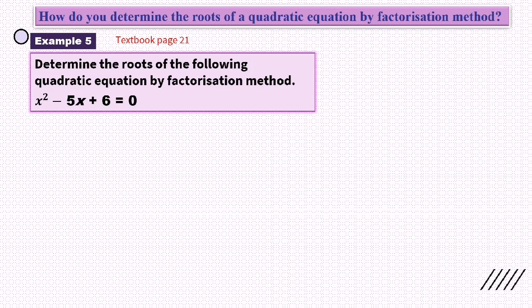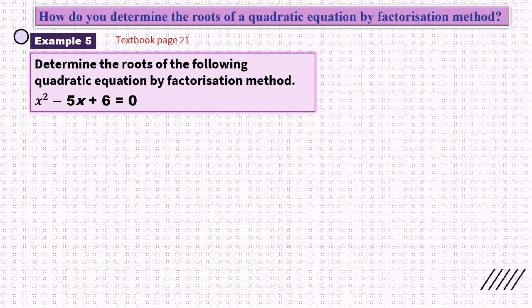Now we are going to learn the most important part of today's lesson. How do you determine the roots of the quadratic equation by the factorization method? We look at the example 5. Determine the roots of the following quadratic equation by factorization method. S squared minus 5s plus 6 equals 0.